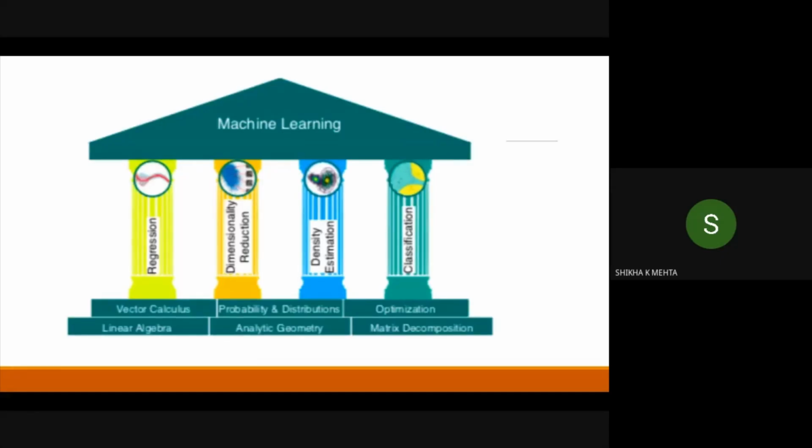Here you see, when we are talking about machine learning, the various linear algebra concepts are used for the various kinds of machine learning algorithms. Vector calculus and linear algebra are used in regression algorithms. Then you have probability and distributions, and analytical geometry, most commonly used in dimension reduction or density estimation. Then you have optimization and matrix decomposition, used in the classification of the data.